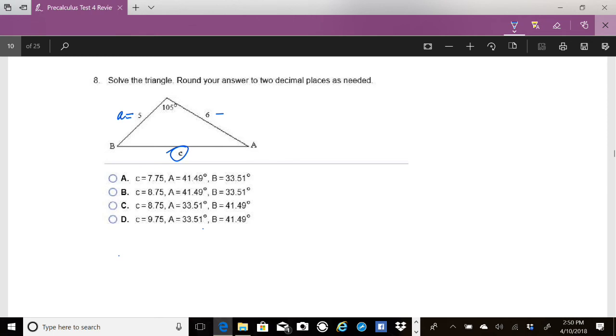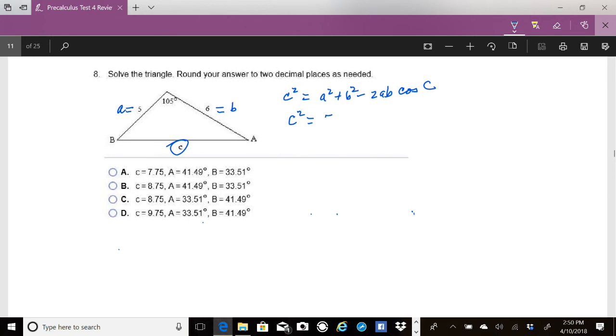So to find C, given that B is 6, we write down that C squared equals A squared plus B squared minus 2AB cosine of C. Plugging in all this, we get C squared is equal to 5 squared plus 6 squared minus 2 times A, which is 5, times B, which is 6, times cosine of C, which is 105 degrees.